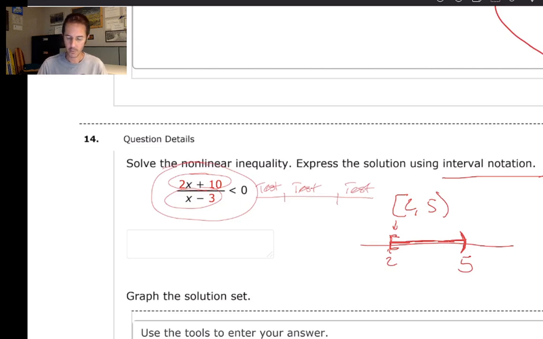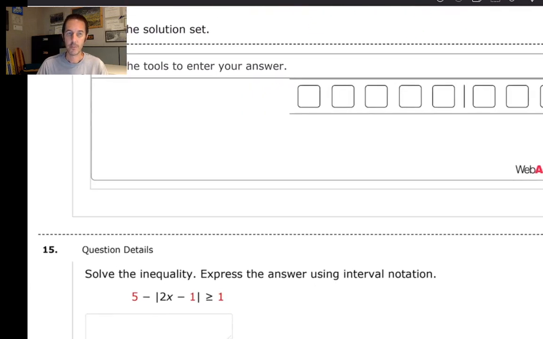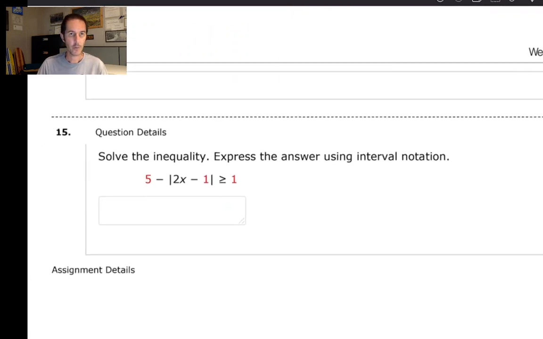So make sure you're choosing the correct symbols in order to answer this question, being mindful that you have a strict inequality there. You do not have an or equal to. Or equal to usually means that you're going to be using a square bracket. So my guess is for number 14, you'll be using parentheses everywhere. But you're going to have to make that determination on your own.